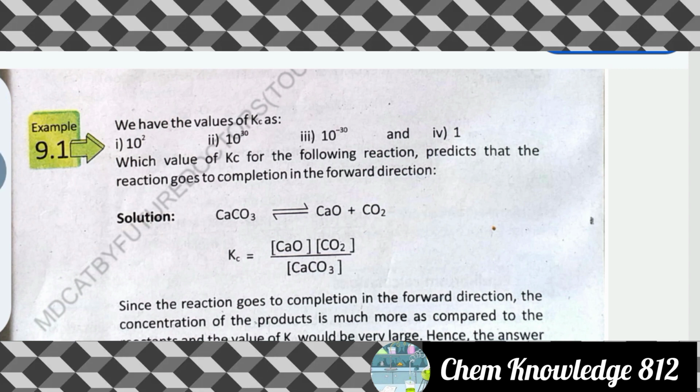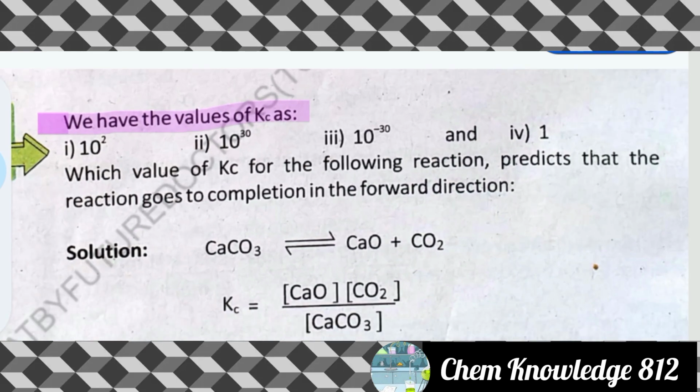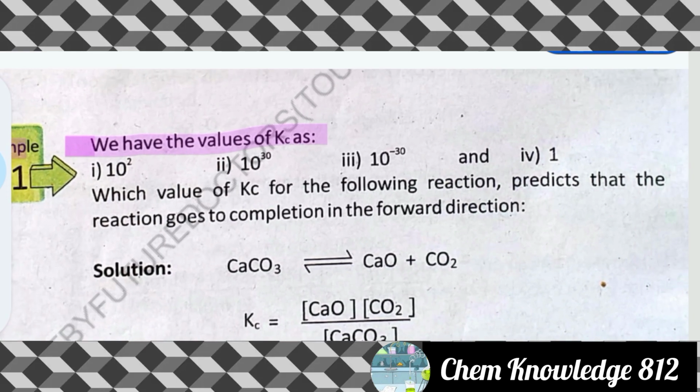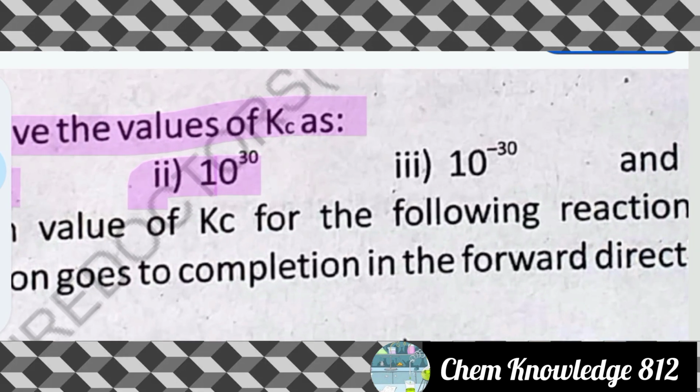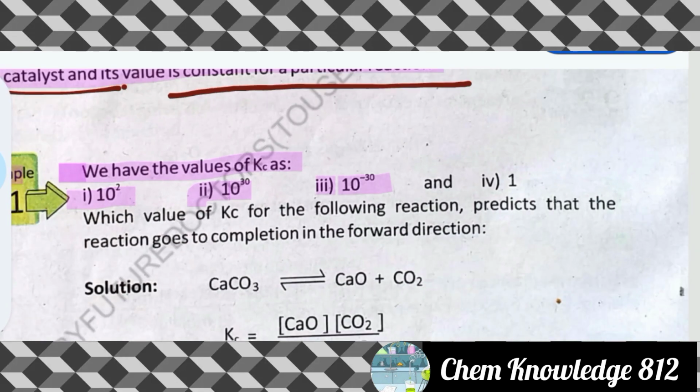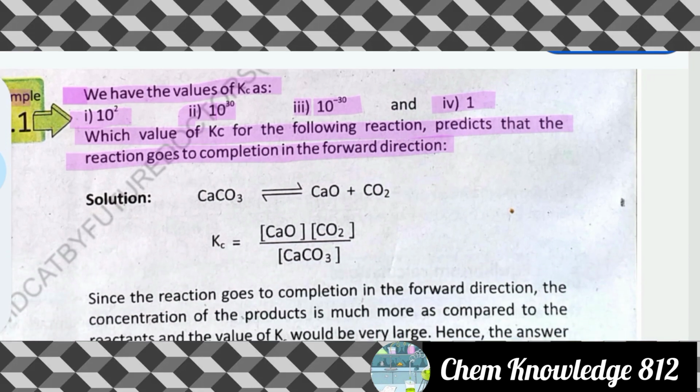Here an example is given. In this example we have the values of Kc as 10 raised to the power 2, 10 raised to the power 30, 10 raised to the power minus 30, and 1. So which value of Kc for the following reaction predicts that the reaction goes to completion in the forward direction? This is the example given to us.